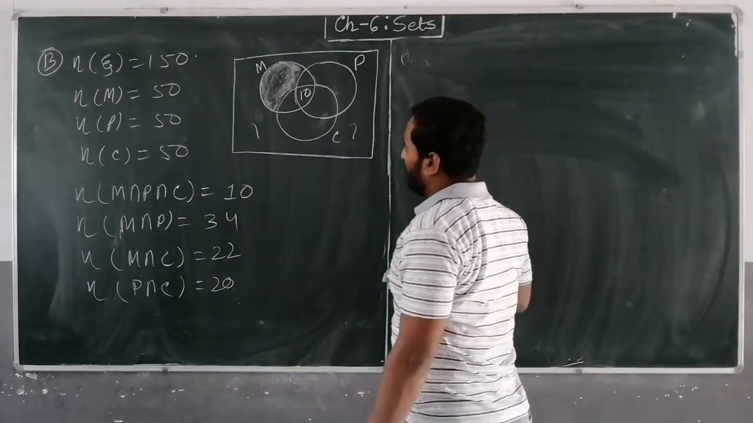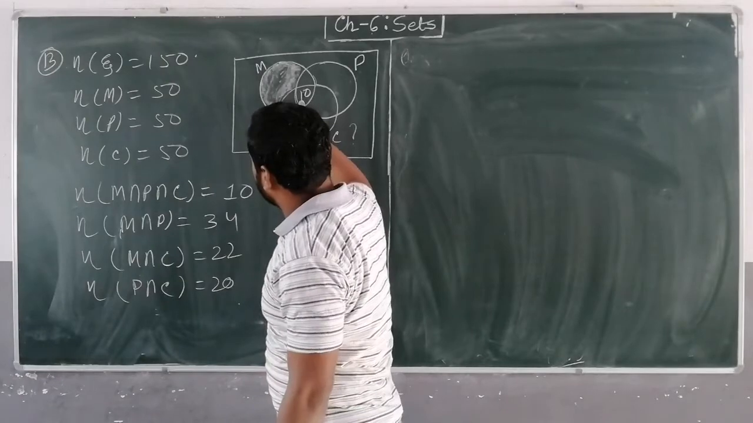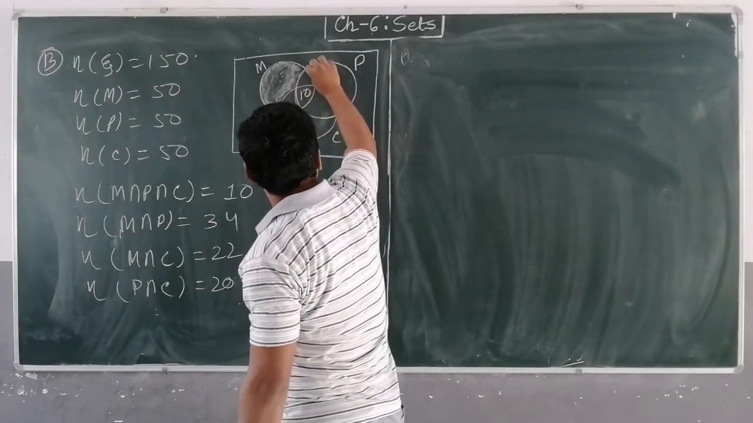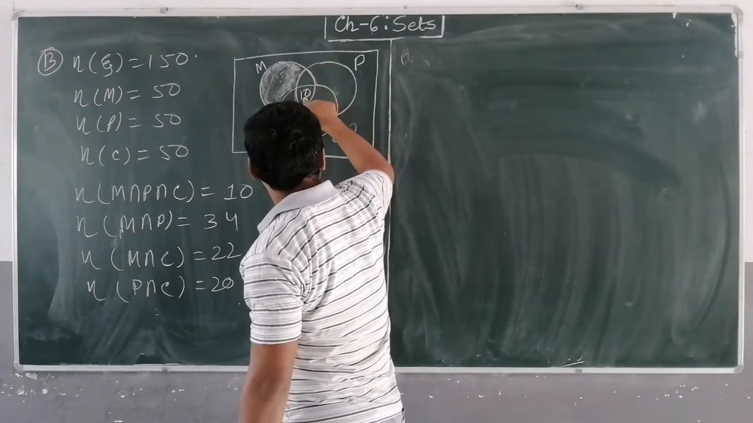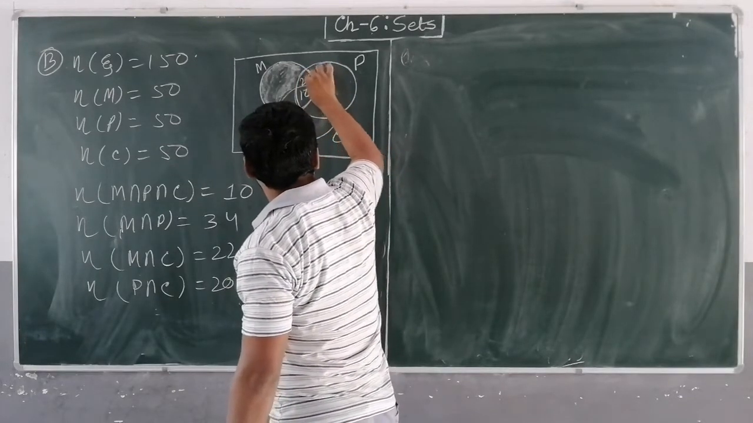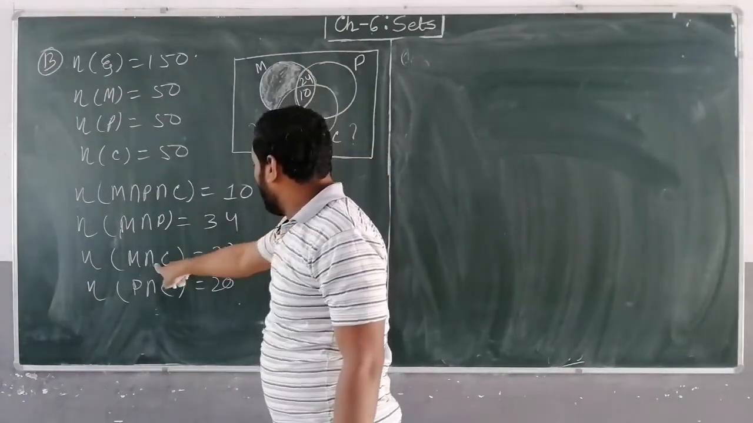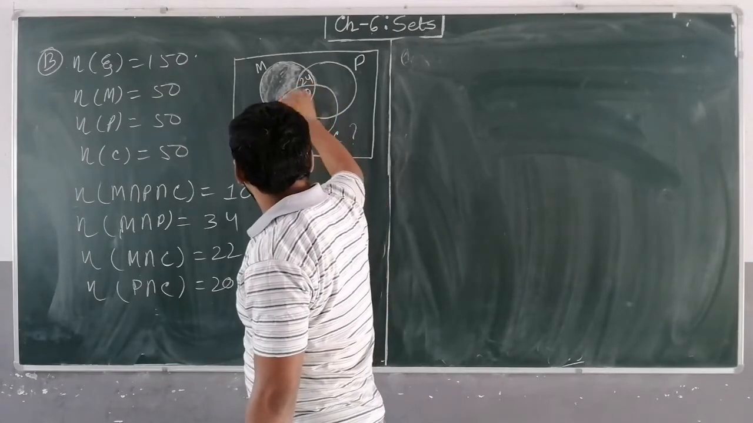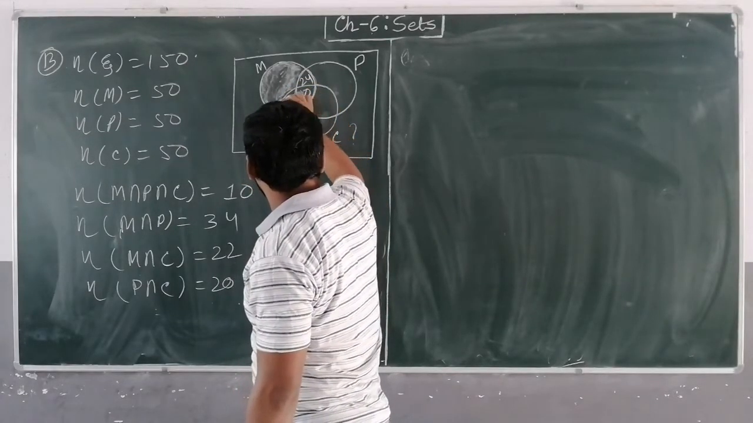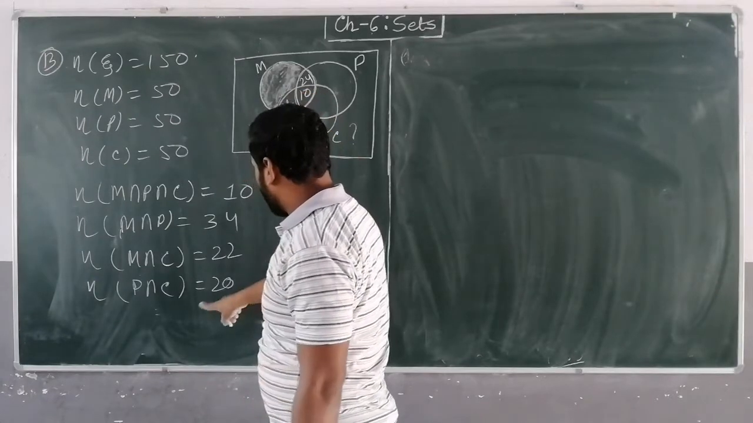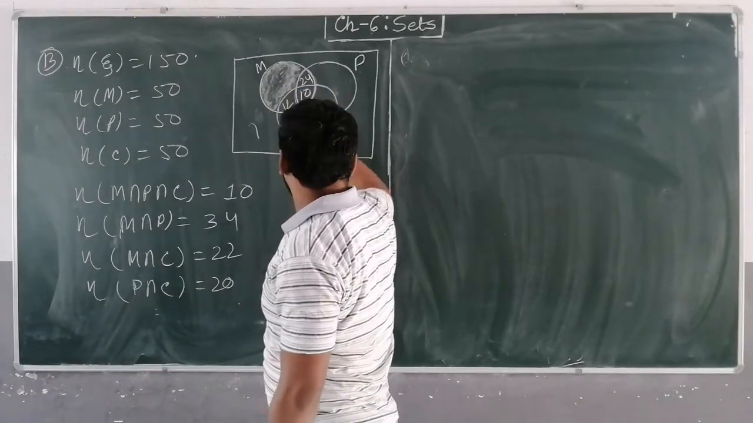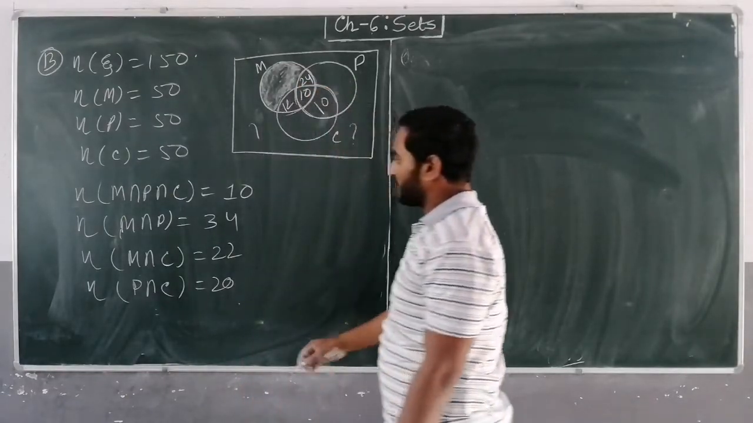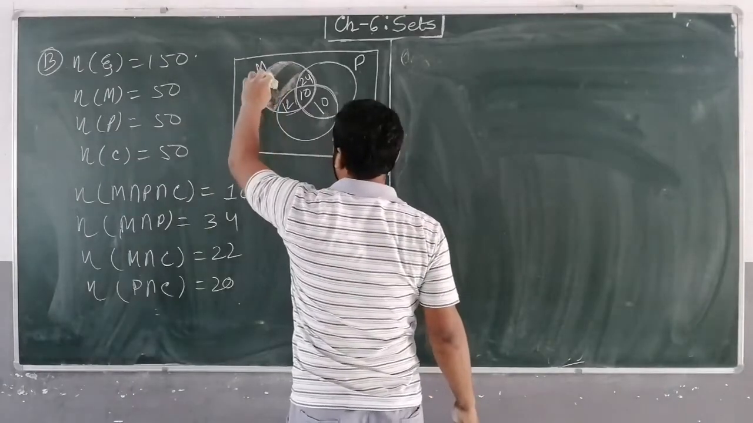Now see this. Okay, from here this is 10, this is given intersection. M intersection P is 34, means this part is 34. So already 10 is here. So here it will be 24. Okay. M intersection C is 22, but already 10 is here. So here it will be 12. And P intersection C, this is given 20. So already 10 is here. So here it will be 10. Okay. So by the Venn diagram I am explaining.